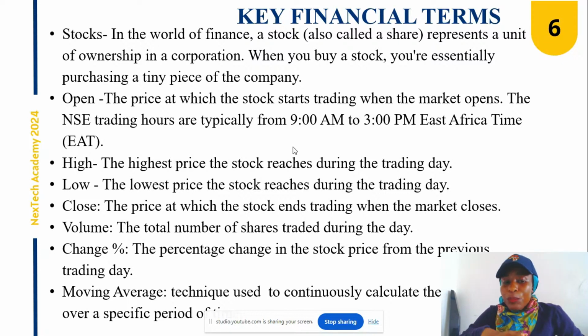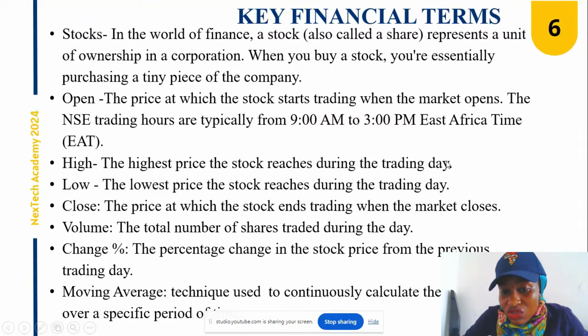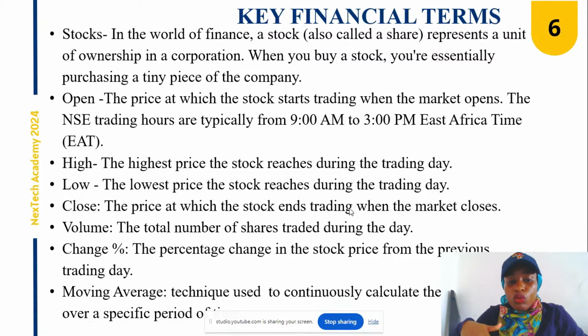And normally, when people are trading in the course of the day, the stock prices go up and down. They normally have these two lines that go up and down, and it's some curve. So that is why we have here high and low. The high is the highest price the stock reaches during the trading day, and low is the lowest price the stock reaches during the trading day. As I've said, prices go high and low. You'll start with the opening price, but then the prices are going to be fluctuating throughout the day until you close. So close is the price at which the stock ends trading when the market closes.